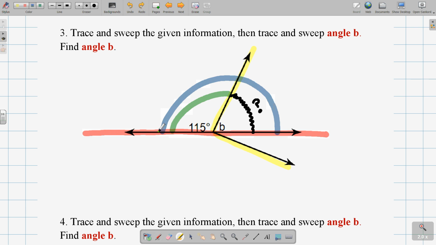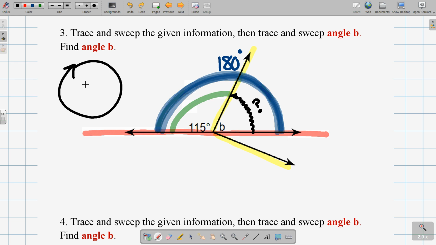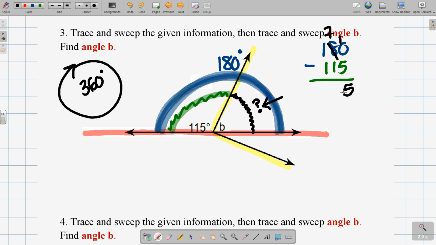At some point in your tracing, if you trace this rainbow a second time, if you don't get it the first time, feel free to trace a second time. That should have registered in your brain, oh, wait a minute, that's half a circle. That's 180 degrees, a full circle being 360. That's 180, and from here to here is 115. I simply go 180 minus 115, and I get 65 degrees.